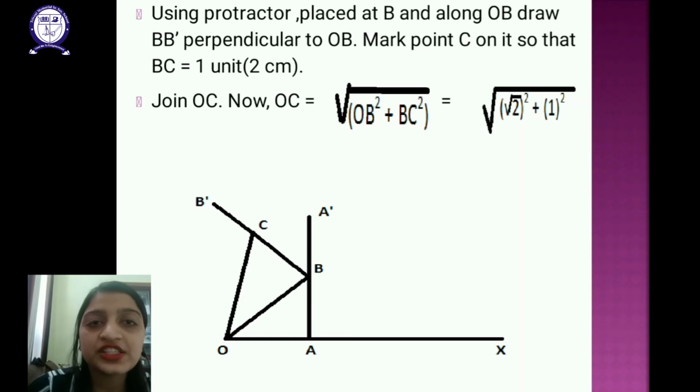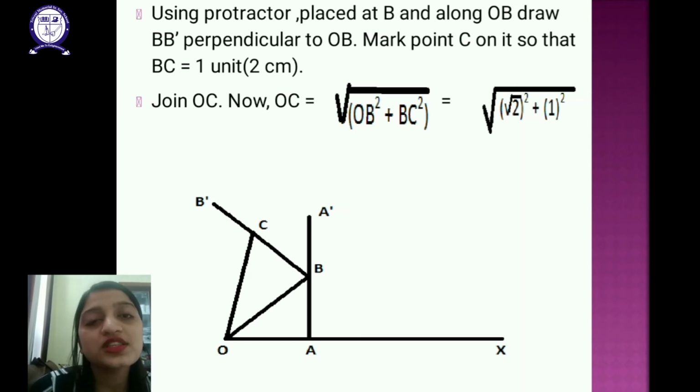Now on BB dash, take a point C so that BC is 1 unit, that is 2 centimeter. Join OC, and now you can see that OCB is also a right angle triangle. So in this we can also apply the Pythagoras theorem. OC is equal to the square root of OB square plus BC square.